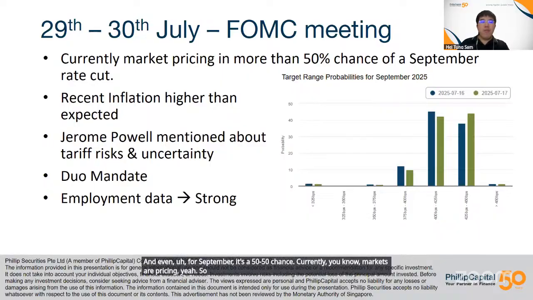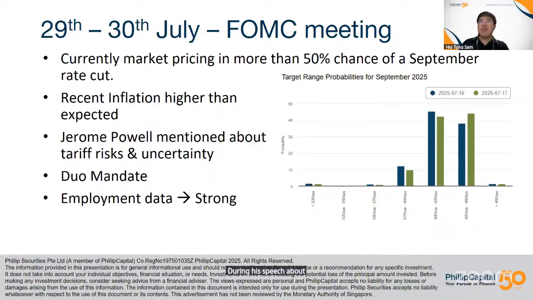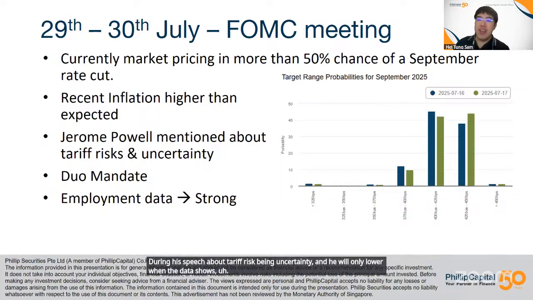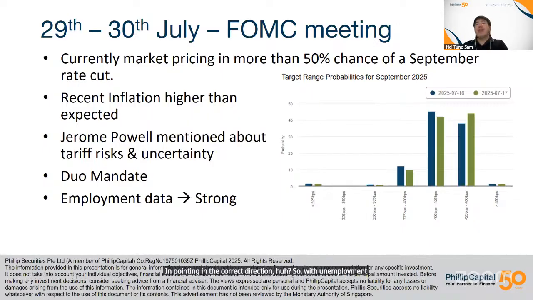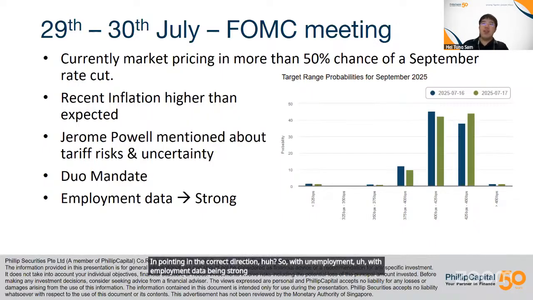Jerome Powell mentioned during his speech that tariff risk is an uncertainty, and he will only lower rates when the data points in the correct direction. So with employment data being strong, the markets are actually 50-50, like you say, like flipping a coin.